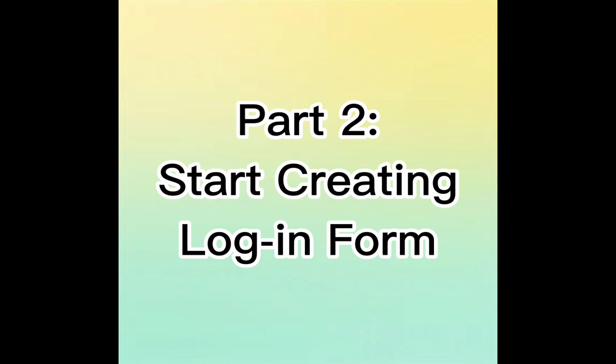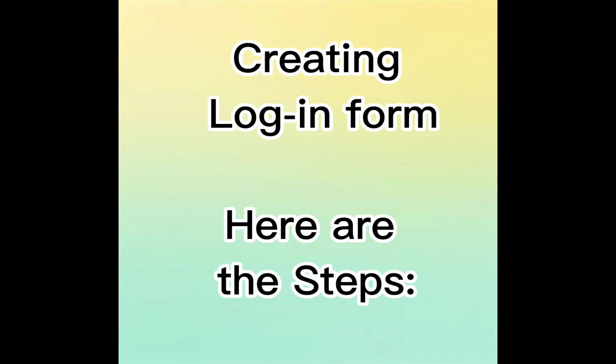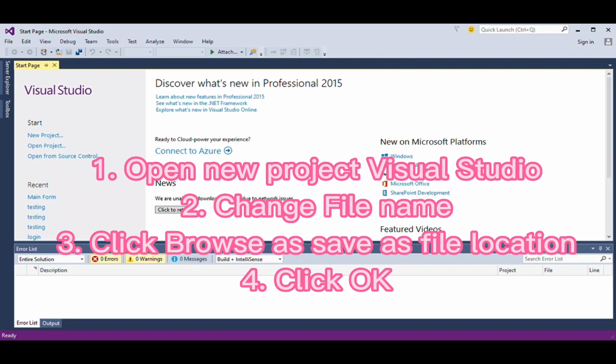So, for our creating login form, here are the steps. Number 1, open a new project in Visual Studio 2015. Number 2, change the file name. Number 3, click the browse to set the location of your save as files. And then number 4 is click OK.